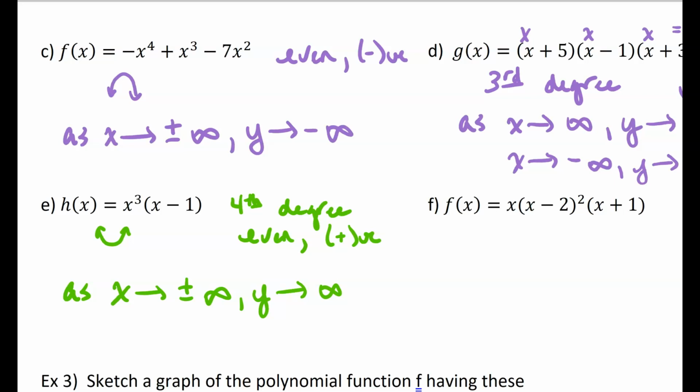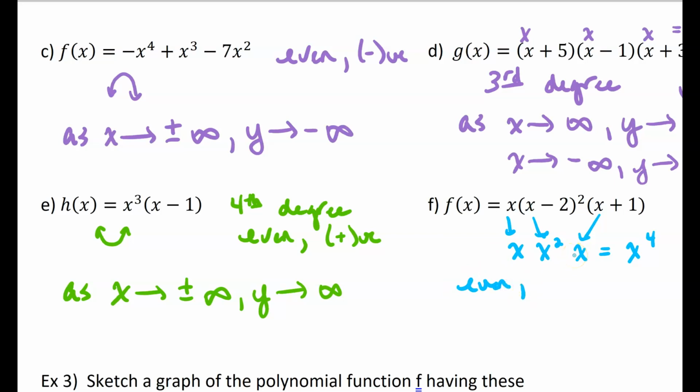And our last one, f of x equals x times x minus 2 squared times x plus 1. Positive. I mean, it's going to be even. How do we know it's even? Because you multiply each squared and then you multiply times. I have an x here, I have an x squared here, and I have an x here. Altogether, that's going to give me an x to the fourth, which again is even.